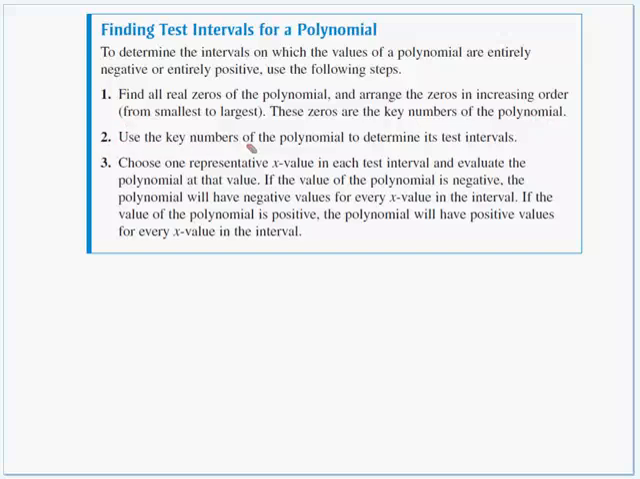Step 2, use those key numbers to determine test intervals. Those key numbers will chop up your number line into intervals. Step 3, choose one representative x value in each interval and evaluate the polynomial at that value. If the value of the polynomial is negative, the polynomial will have negative values for every x value in that interval. If the values of the polynomial are positive, the polynomial will have positive values for all x's in that interval.